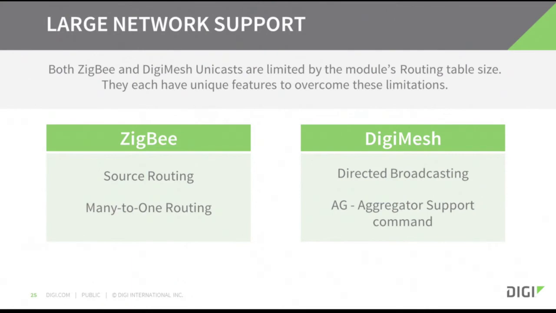In addition to that, we have something called the aggregator support command, the AG command. This is very similar to the many-to-one routing command, where we broadcast out a single frame. It will pre-populate a route back to the aggregator and also set the addressing of those remote nodes to the aggregator node. So it allows for rapid deployment of large networks.